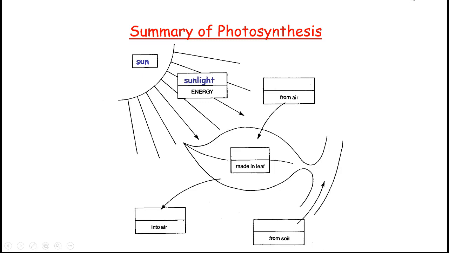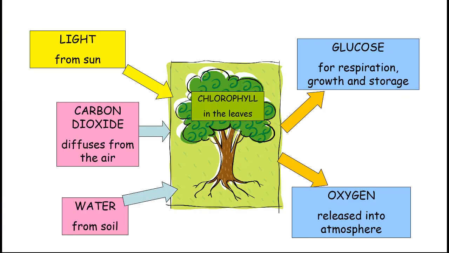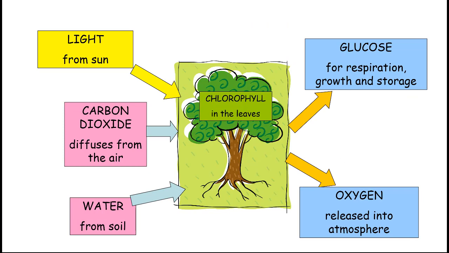So basically, light energy from the sun shines down onto the little leaf, and the leaf takes carbon dioxide from the air and water from the soil and makes sugar in its leaves, and it also makes oxygen as a byproduct. This shows it slightly differently. So again, it shows light from the sun shining down to the chlorophyll in the leaves. The chlorophyll takes the carbon dioxide and water and combines it and creates glucose, which can be used for respiration, growth and storage, and releases oxygen into the atmosphere.